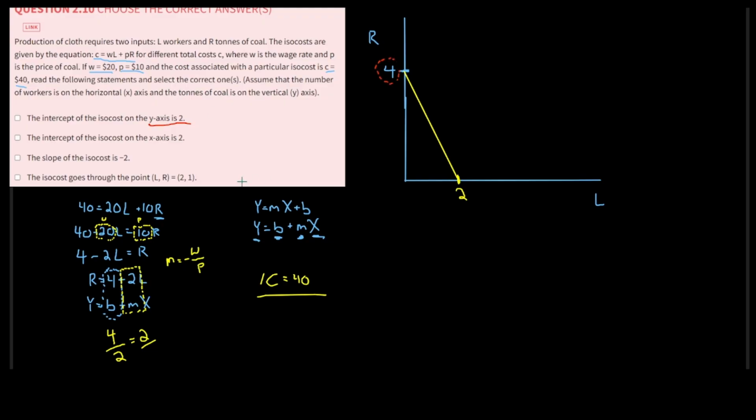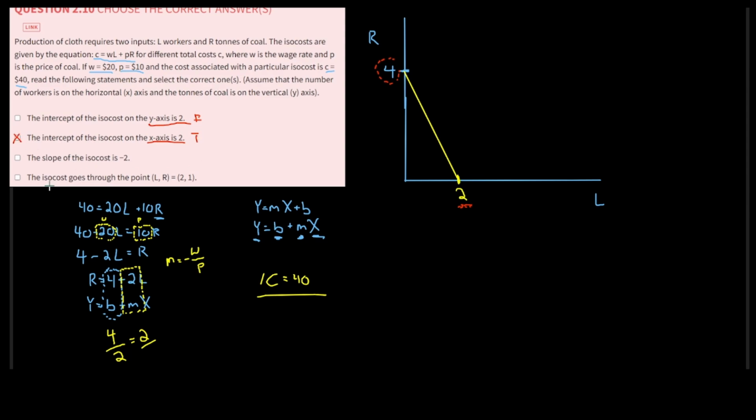No, on the y-axis it's 4. So that guy is false. The intercept of the isocost on the x-axis is 2. Oh, yeah, there we go. This is our x-axis, our horizontal axis. That is 2. So that is true. So there we go. True.